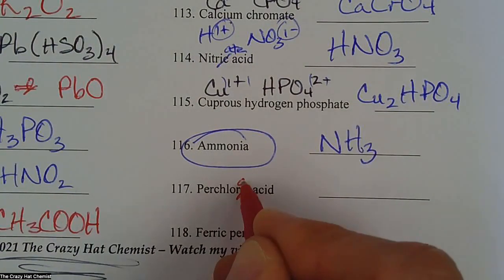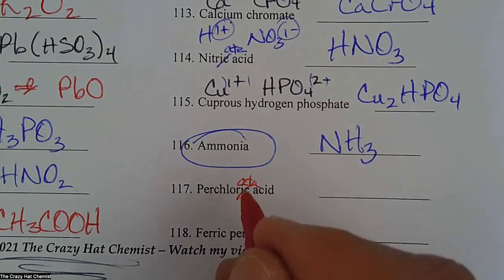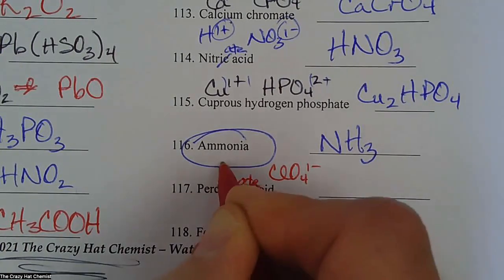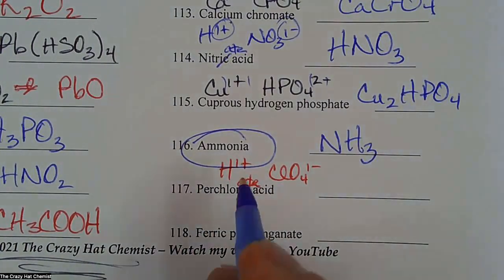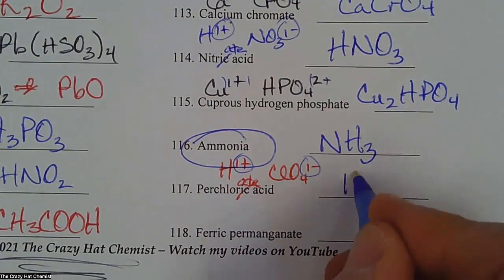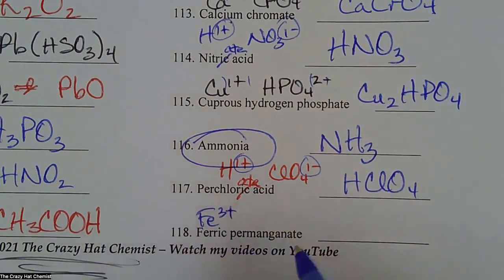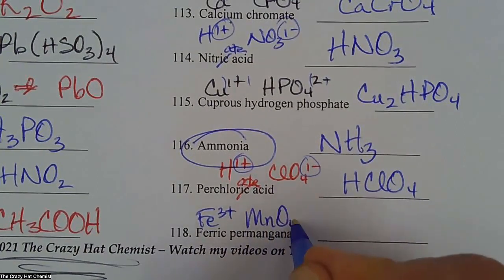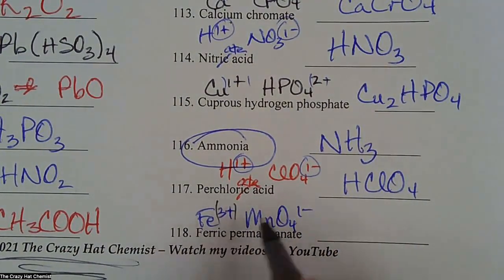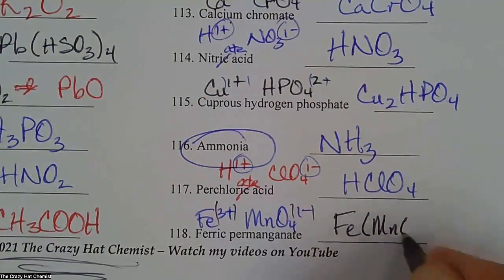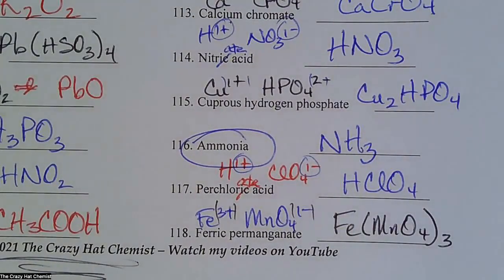Perchloric acid is coming from perchlorate, and that is ClO4 1 minus. All acids have that hydrogen, so absolute value of these two numbers, flip them, bring them down, HClO4. Then we have ferric permanganate, that's Fe3 plus permanganate, MnO4 1 minus. Take the absolute value of these two numbers, flip, bring it down, I get Fe(MnO4)3. And that is number 118.